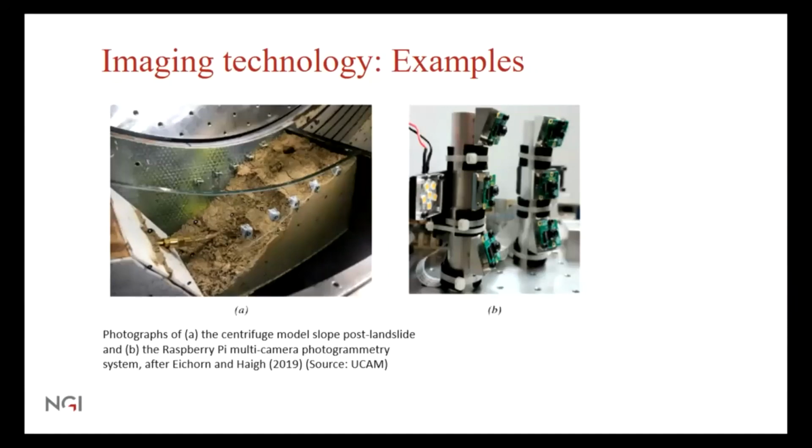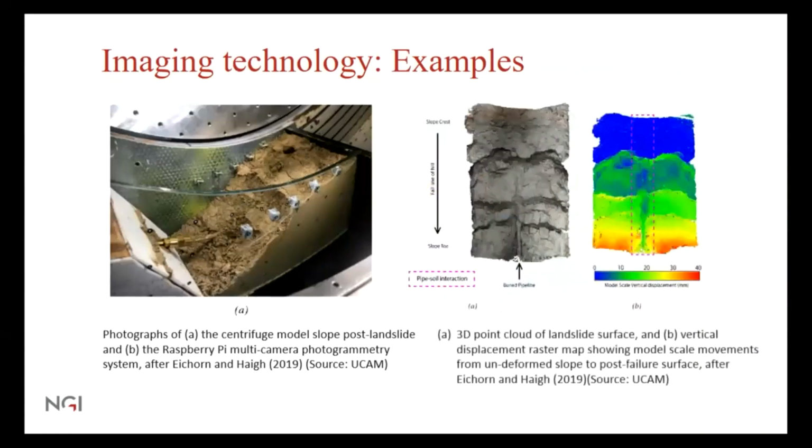And the system shown on the right is a Raspberry Pi multi-camera photogrammetry system. And the results have been shown in one of the previous slides. Also shown is the 3D point cloud of the landslide surface with vertical displacement raster map showing model scale movement from undeformed slope to post-failure surface.